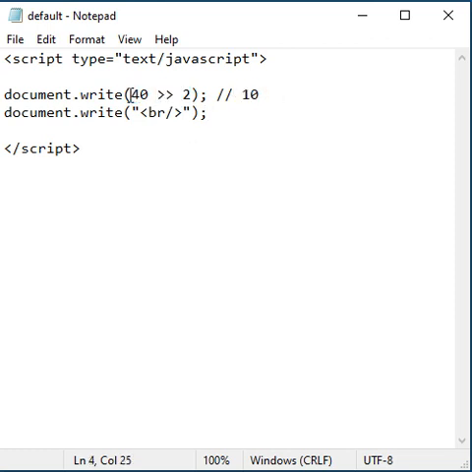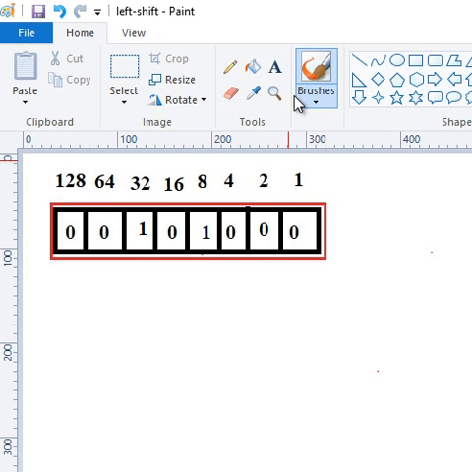When we shift the bits of the number 40 to the right side by 2 positions, we get 10. Let me explain more clearly. In the binary number system, 00101000 indicates 40, guys. Why? Underneath 32 we have 1, underneath 8 we have 1. So 32 plus 8 is equal to 40.